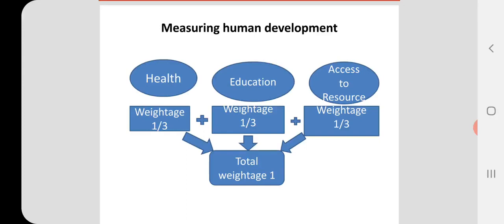When the score is near 1, the rank of that area will be at the top in human development, and if a country gets a score near 0, the country will be ranked at the bottom of the list.